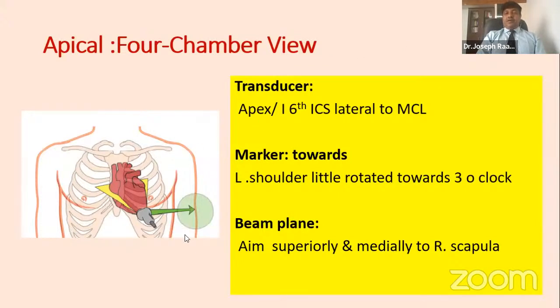So the position of the orientation marker has to be towards 3 o'clock. At this time, the plane of the ultrasound beam has to be traveling like this. It will be the coronal section; it bisects the heart in the coronal plane. And another tip here: you should not look too much down. It will be a little bit tilted upwards. That is, aim superiorly and medially towards the right scapula. That will give you an ideal image.